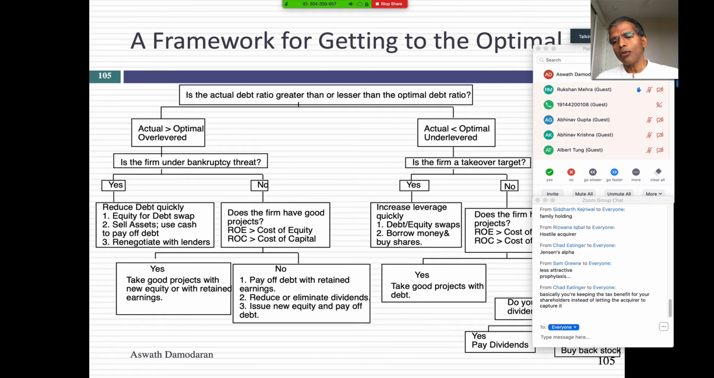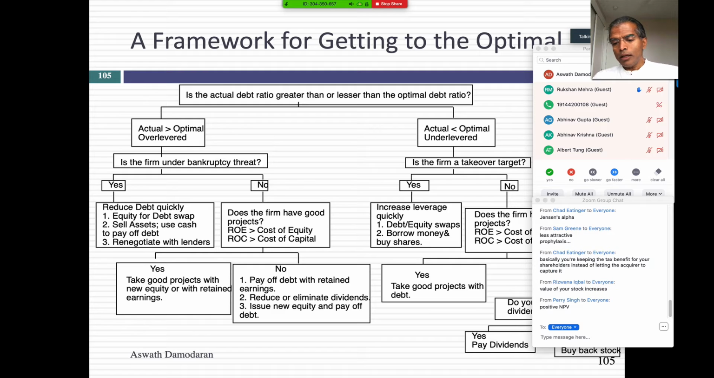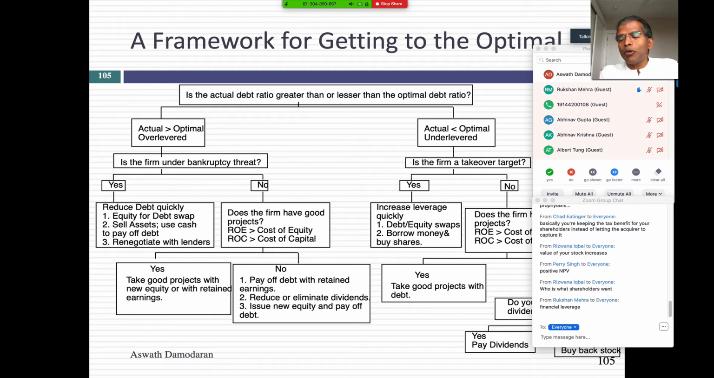What do you get when you borrow money and take projects that you could not have got if you borrowed money and bought back stock? Rizwana says the value of your stock increases, but that's the effect, right? Perry said positive net present value. Perry, help me out here. Tell me what happens when I borrow money and take a good project. What's the effect on value?